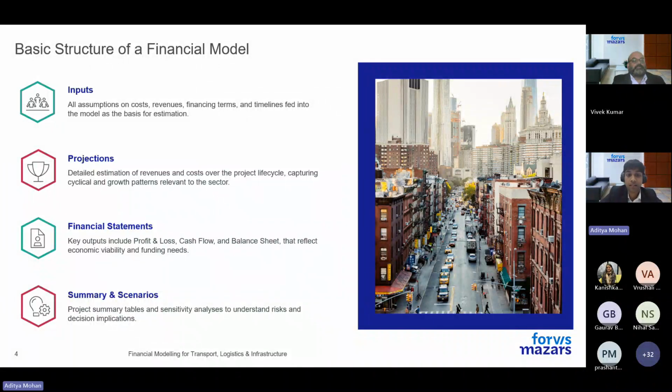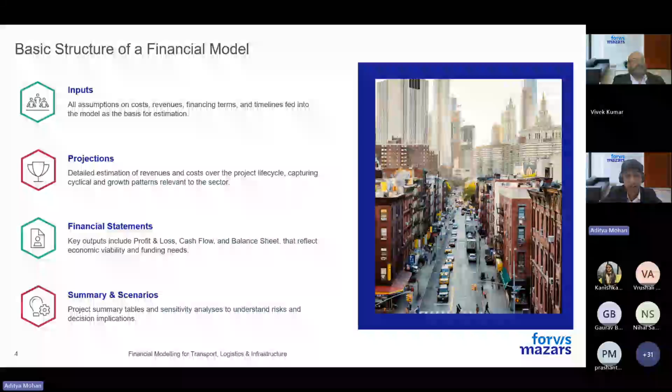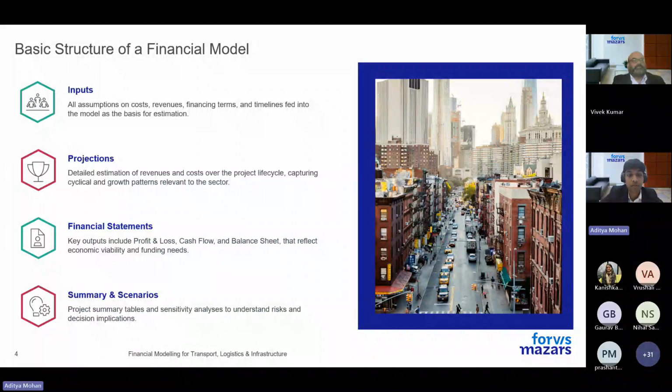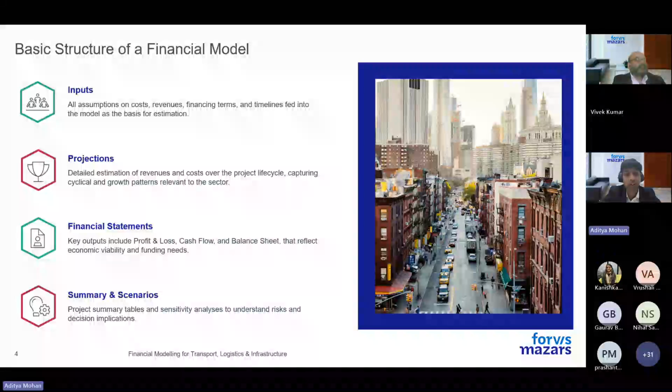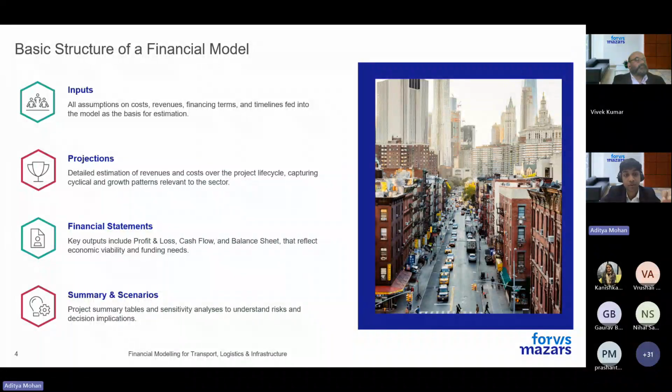Finally, we will create summary tables and test different scenarios like best case, base case, and worst case. So this helps stakeholders understand how the project may behave under stress and what risk exists. In short, these four building blocks like inputs, projections, financials, and scenarios, they allow us to simulate reality on a spreadsheet and guide real-world investment decisions.